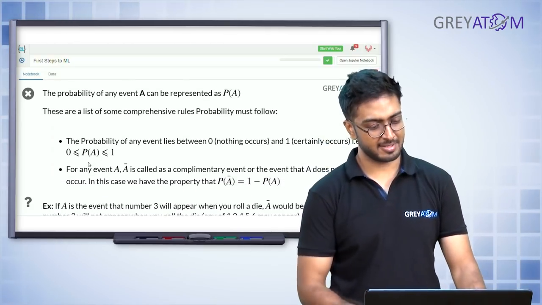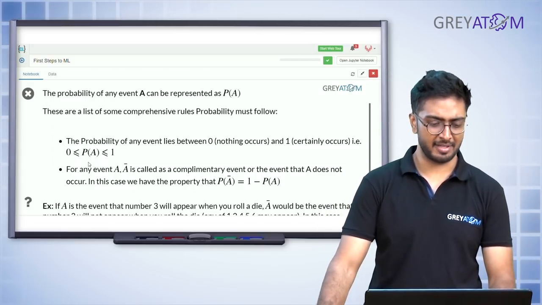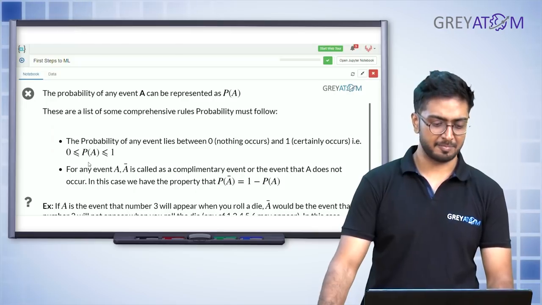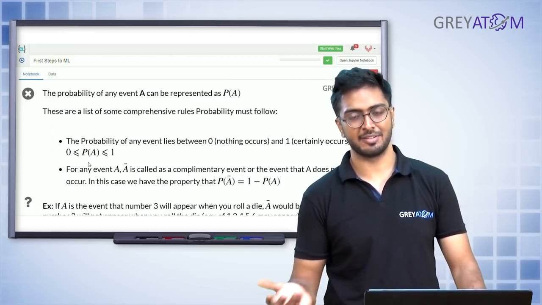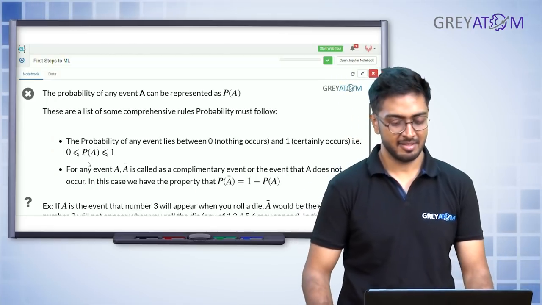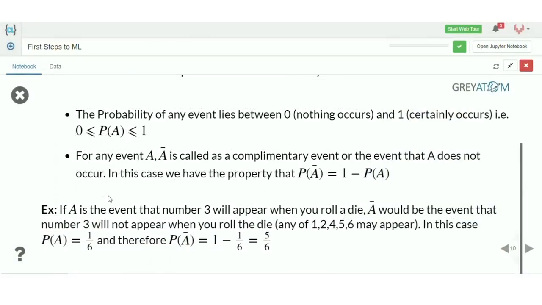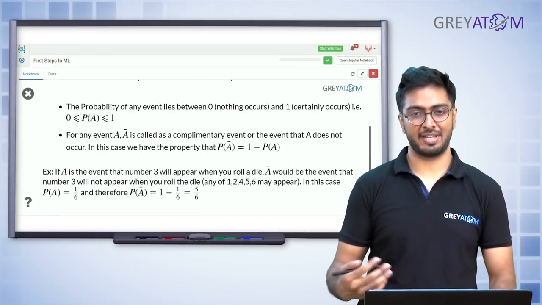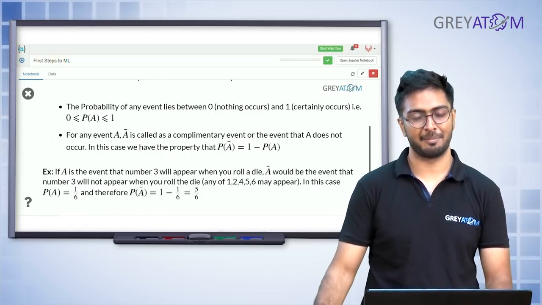So that's perfectly awesome. Now there are some basic rules associated with probability. These are universally common across whatever probability you're dealing with, frequentist or Bayesian, doesn't matter. So the first rule is that the probability of an event lies between 0 and 1. 0 means that nothing is occurring, right? A probability of 0 means the event is definitely not going to happen, right?